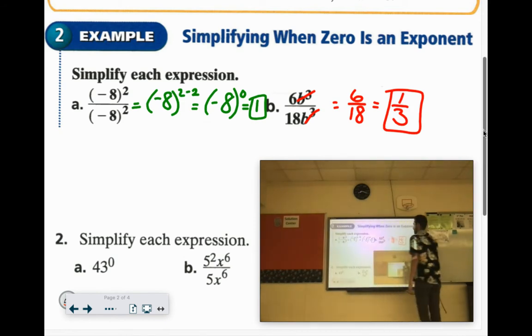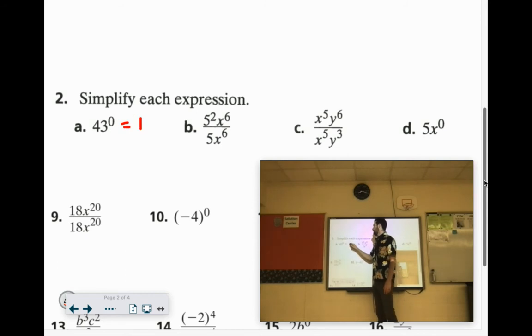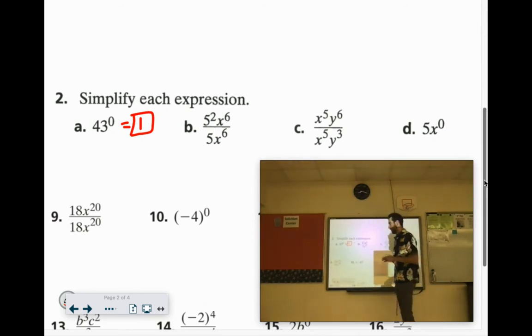43 to the 0 power. What's anything to the 0 power? 1. Technically, they say everything except for 0, because 0 to the 0 power is undefined. Don't worry about that. I'm not trying to fool you with little things like that.